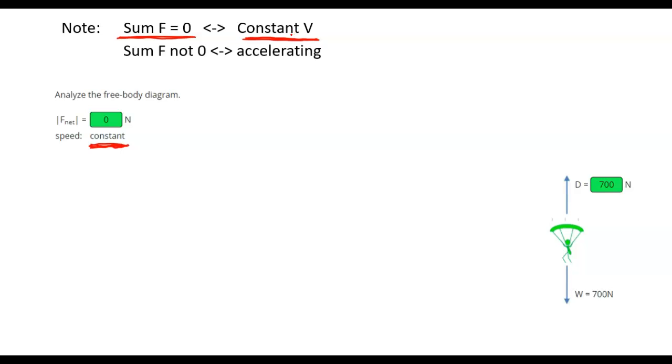So if an object is at rest or moving at a constant velocity, the sum of the forces must be 0. If the sum of the forces is 0, the object is either traveling at a constant velocity or has a constant velocity of 0, meaning at rest. If the sum of the forces is not 0, the object must be accelerating, and if the object is accelerating, the sum of the forces must not be 0. Since we know the speed is constant, we immediately know that the net force on the object must be 0, which means the upward and downward forces must be equal and opposite. We have a downward force due to weight of 700, therefore our upward force must be 700 newtons as well.